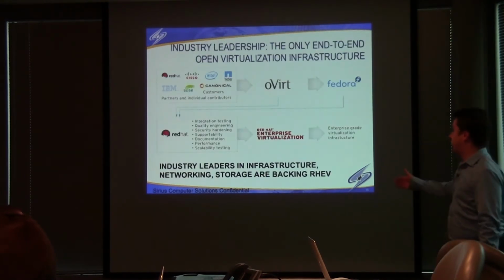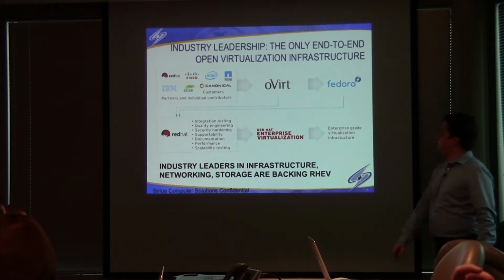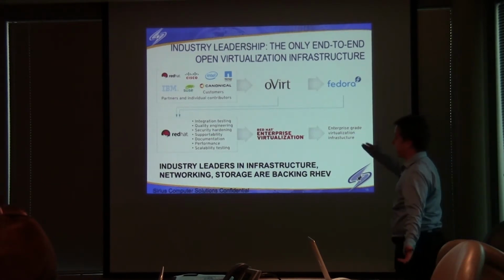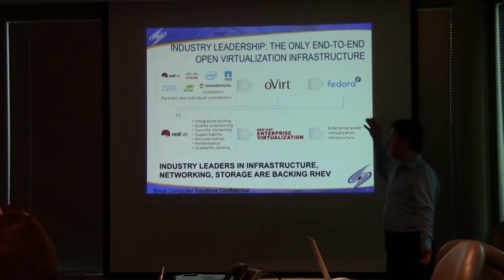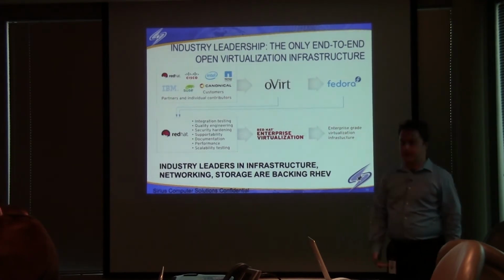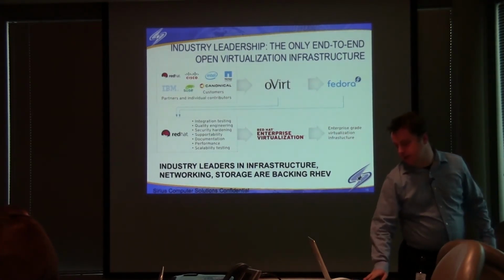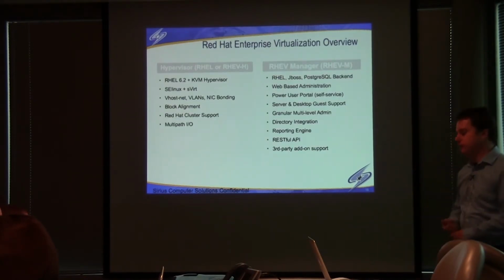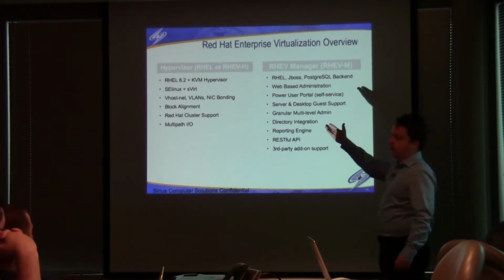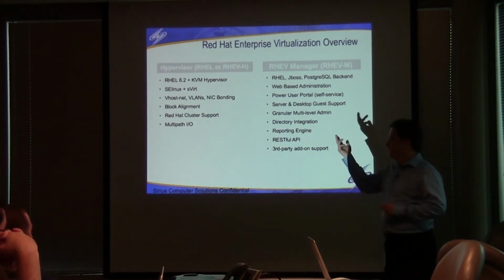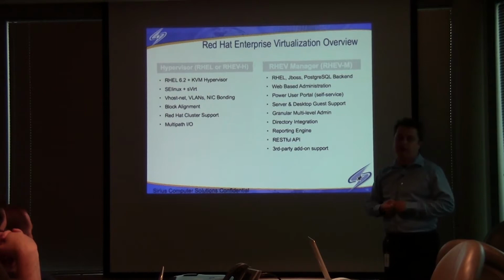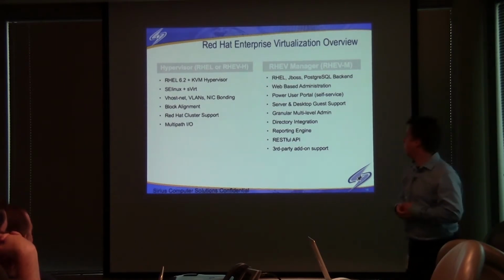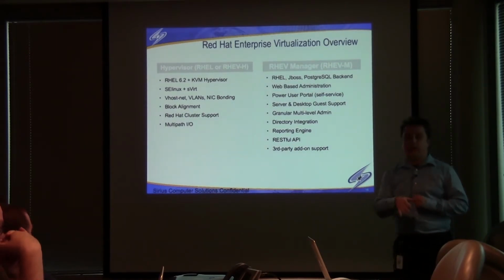So basically how I explain the way the development works: you have the oVirt project and the Fedora project, and it all goes into Red Hat. The current version of the Red Hat Enterprise Virtualization hypervisor runs on RHEL 6.2. You have SELinux with oVirt. I'll get into what oVirt is in a later slide. I also have a demo, since I actually have working Wi-Fi here. I didn't at the conference.